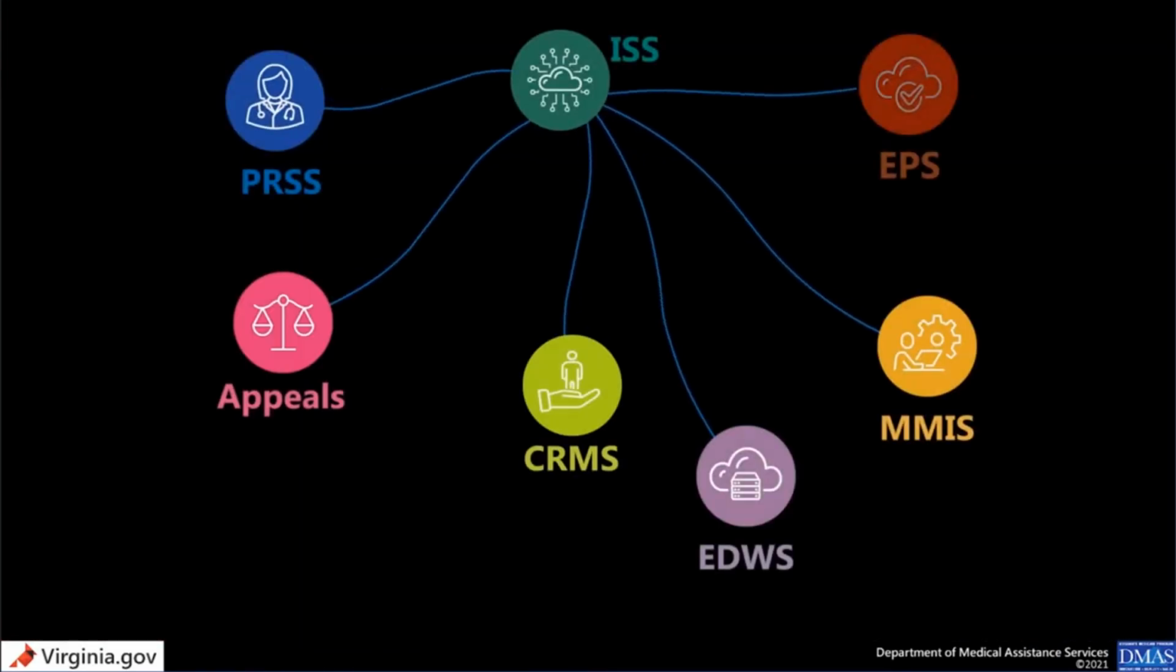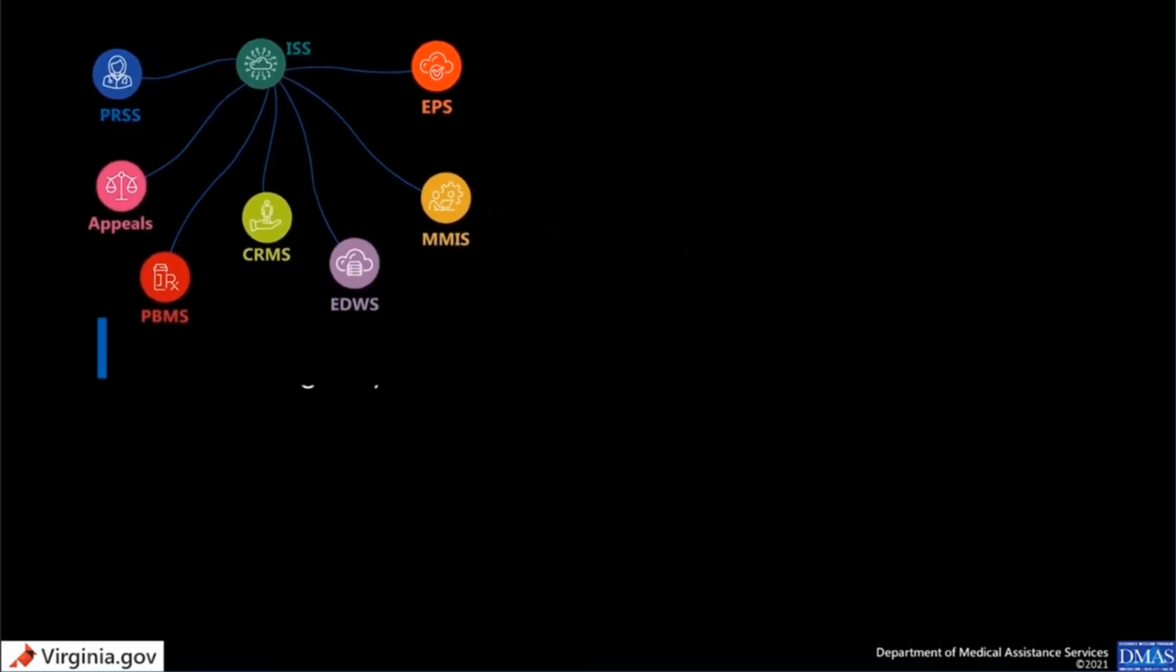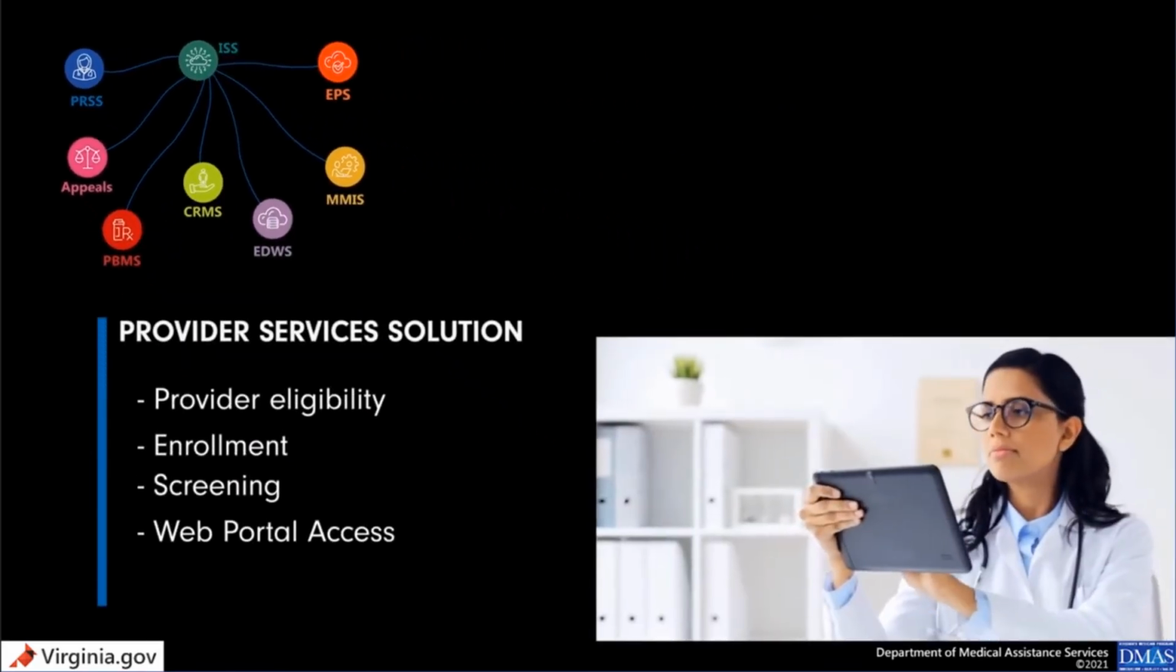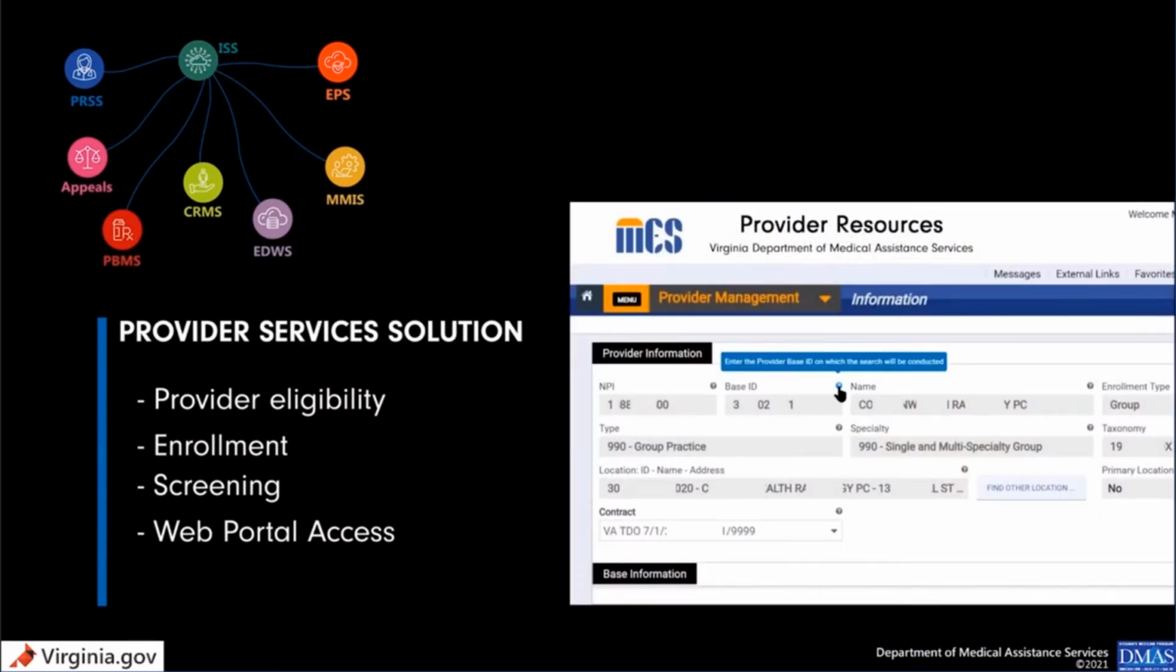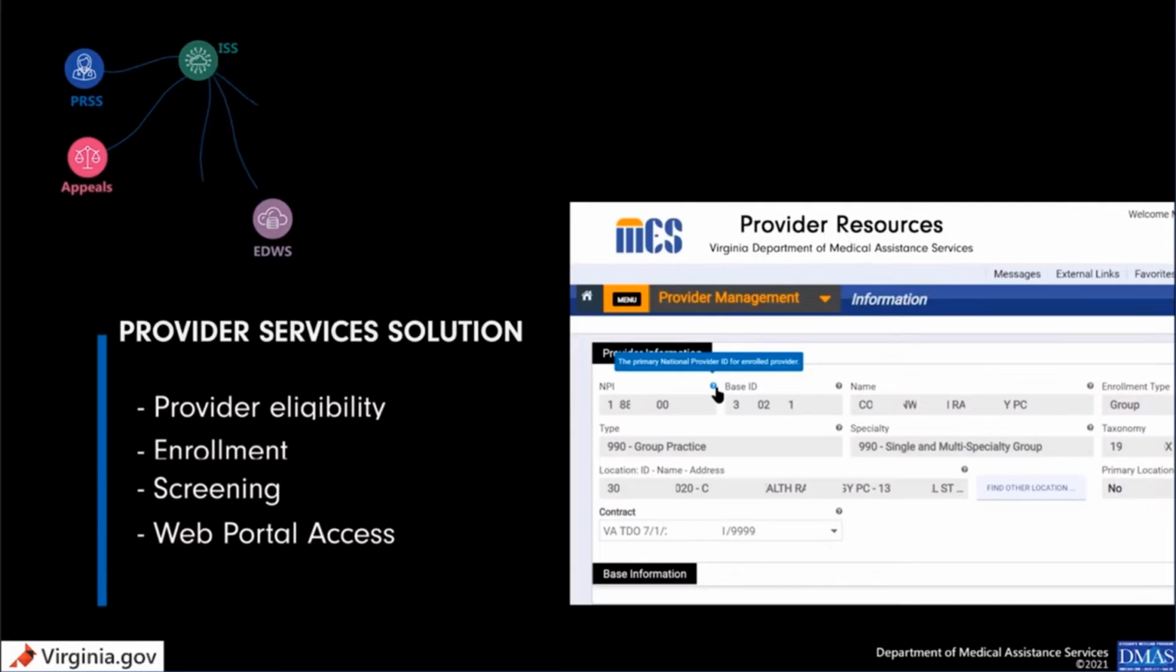PRSS connects to all MES modules. PRSS easily maintains and manages the providers in DMAS's network. For example, provider eligibility and enrollment and screening are all part of PRSS.